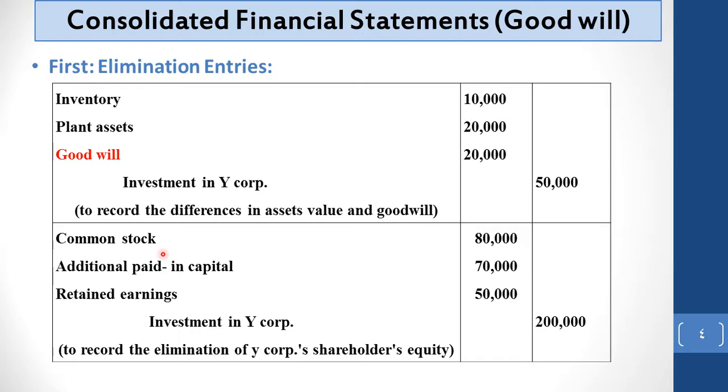The second elimination entry is to get all the shareholder equity of Y and place it in the debit. Common stock equals 80, additional paid in capital 70, retained earnings 50, and place investment in Y by the total on the credit side to eliminate it.